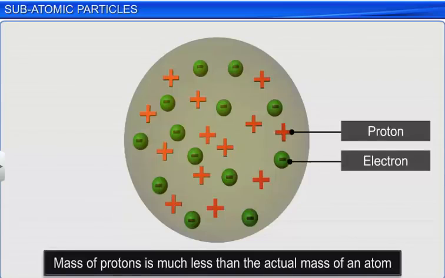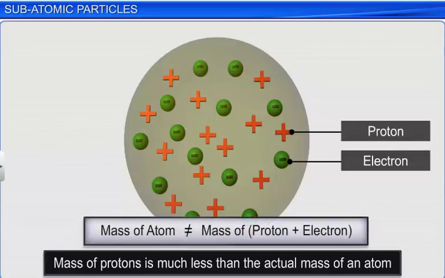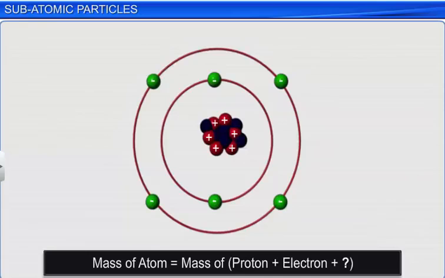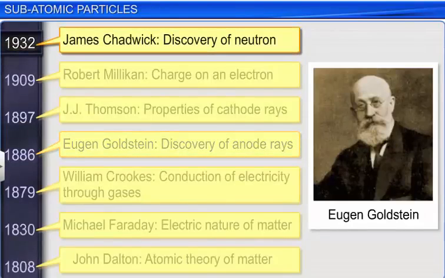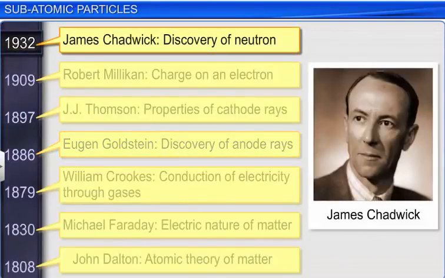However, it was discovered that the mass of all protons in an atom put together is much less than the actual mass of an atom. It was thus concluded that the excess mass was due to some other particles present in an atom that had considerable mass but no charge. Later in 1932, James Chadwick proved the presence of these heavy, neutral particles through a series of scattering experiments.